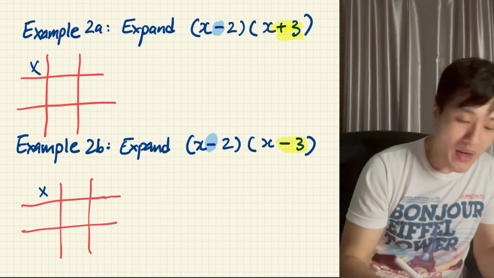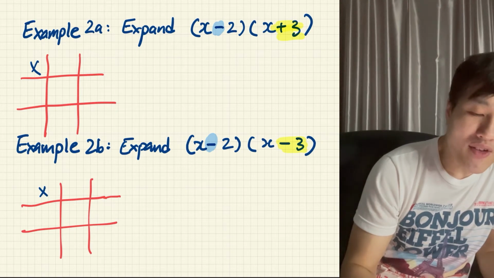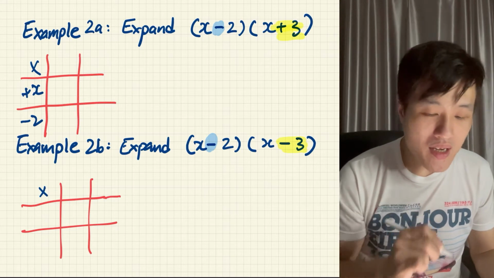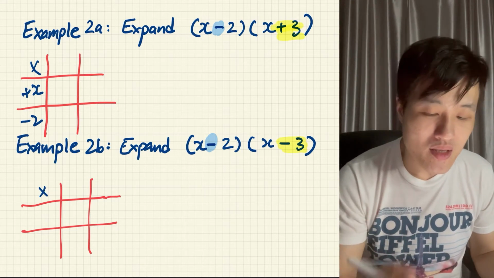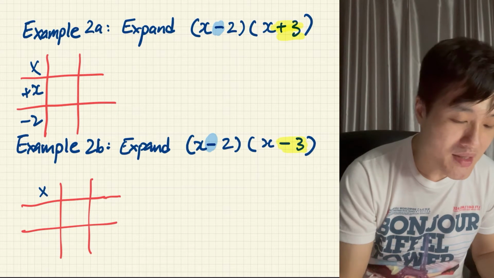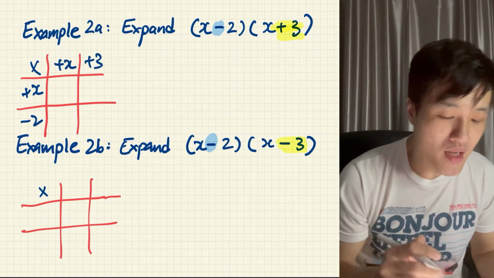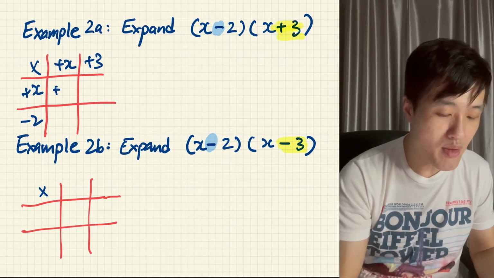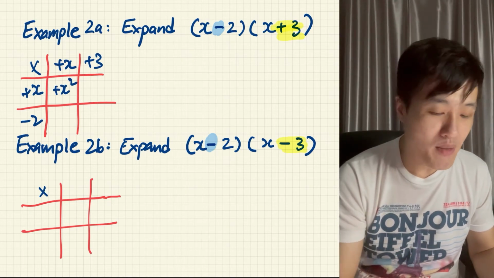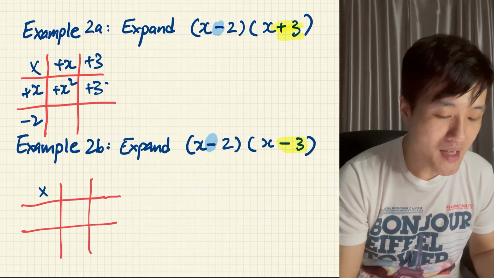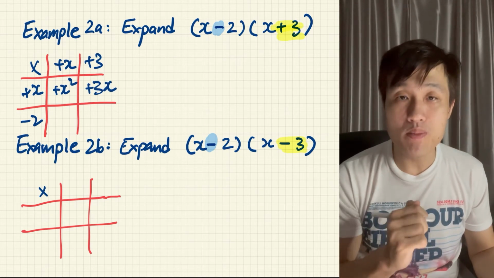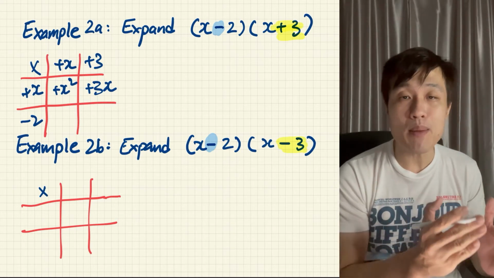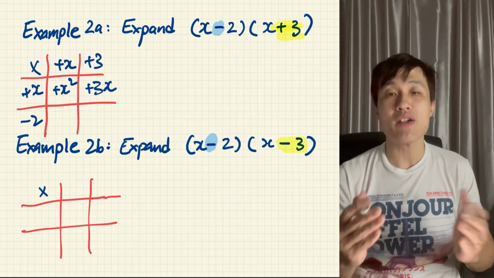I'm going to focus on example 2a first. For example 2a, I have positive x minus 2 on the left, and in the bracket on the right, I have positive x plus 3. I'm going to multiply them term by term. Positive x multiplied with positive x gives positive x squared. Positive x multiplied with positive 3 gives positive 3x. On the next line I have to be careful because it's negative 2 multiplied with positive x. A negative number multiplied with a positive number gives a negative number.